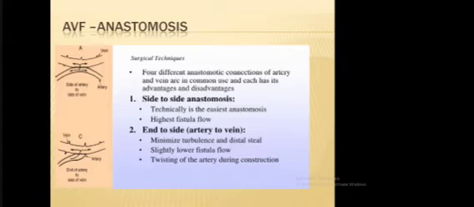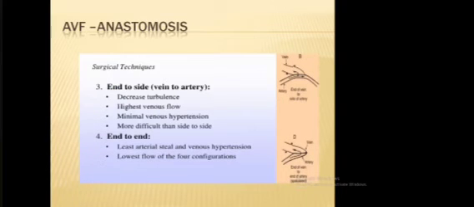The second is the end of the artery connecting to the vein. In this situation, there is minimal turbulence and distal steal and slightly lower fistula flow. The flow rate is very low if you connect the end of the artery directly to the vein, and twisting of the artery during construction can happen. If you look at the end of the vein to the side of the artery, that is the brachio-cephalic fistula. This is the classical AV fistula.